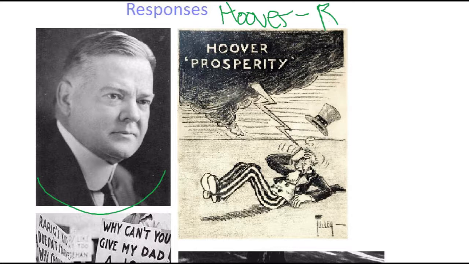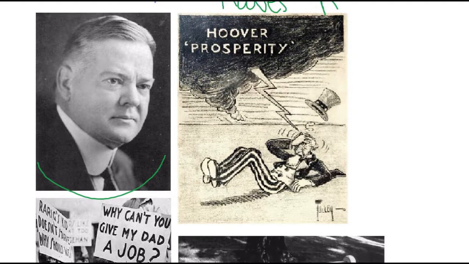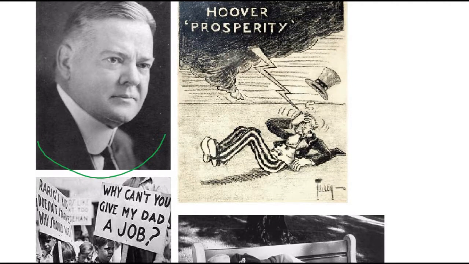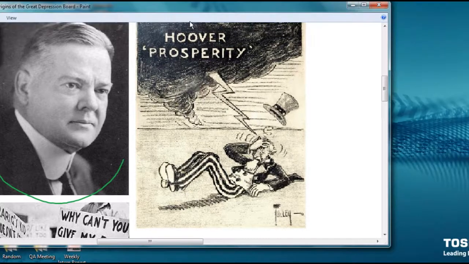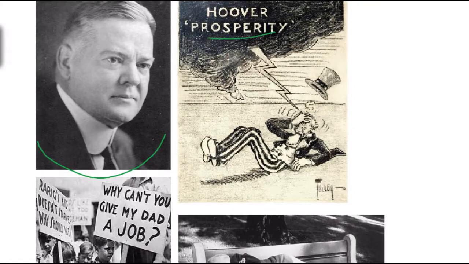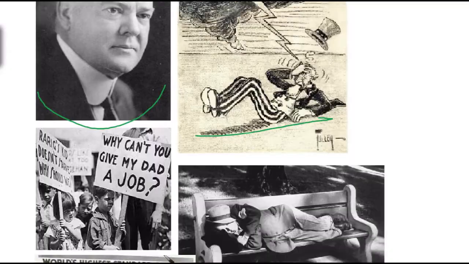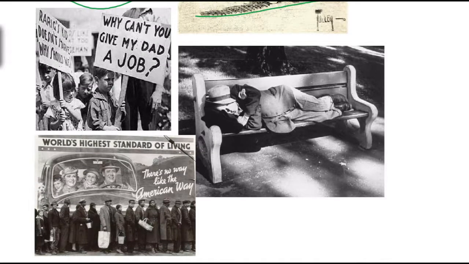Hoover continues to be an advocate of letting the free market just fix itself, not wanting to get the government involved. He doesn't think the government should try to solve this problem. We have a joking cartoon of Hoover here, Hoover prosperity, which is, of course, to say no prosperity. People began complaining about his attitudes. Why can't you give my dad a job? Why can't somebody go back to work? Here we have this very ironic image: world's highest standard of living, and yet you have people standing in a soup line, an unemployment line, trying to get food for themselves or for their family.